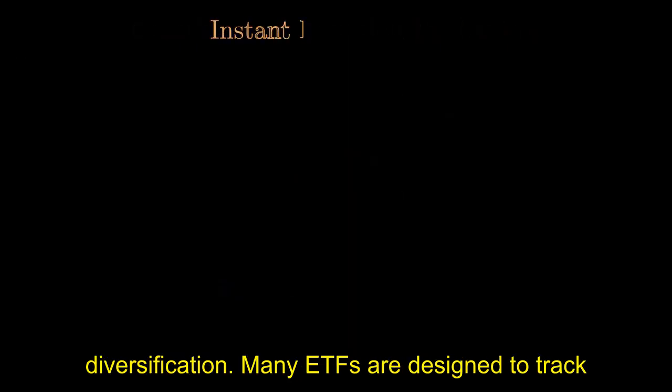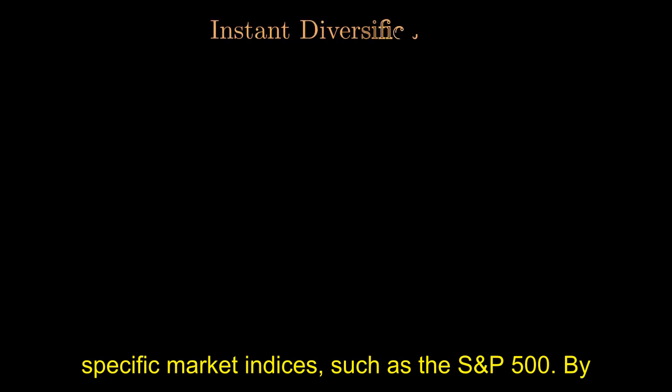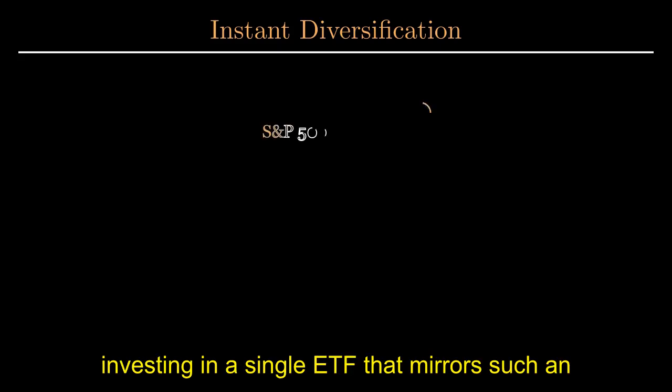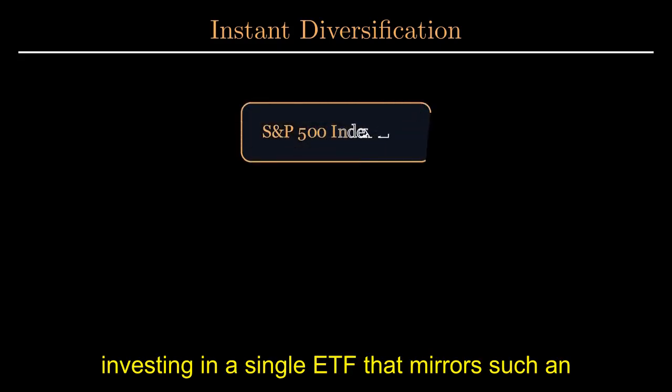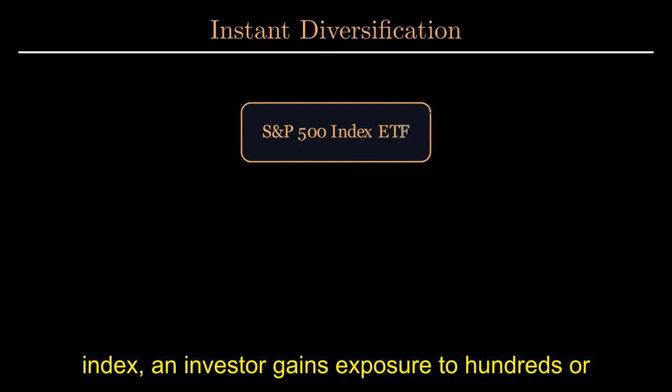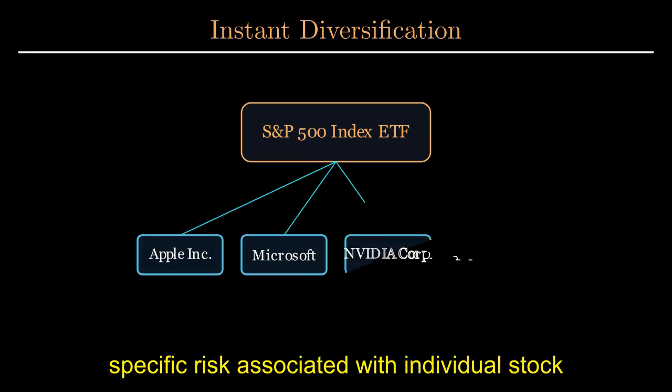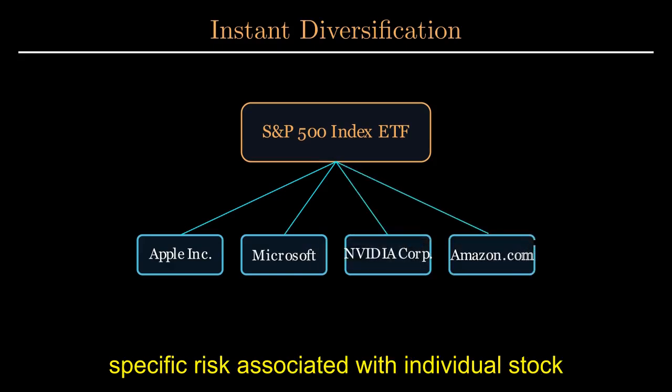Many ETFs are designed to track specific market indices, such as the S&P 500. By investing in a single ETF that mirrors such an index, an investor gains exposure to hundreds or thousands of underlying securities, mitigating the specific risk associated with individual stock selection.